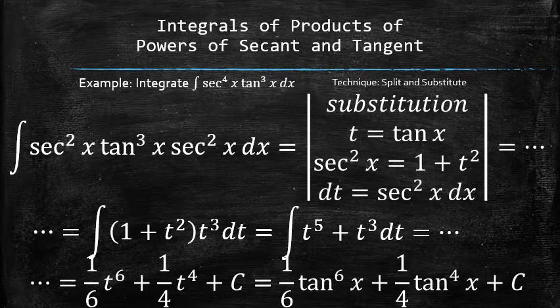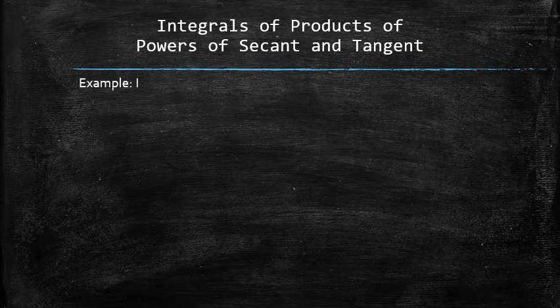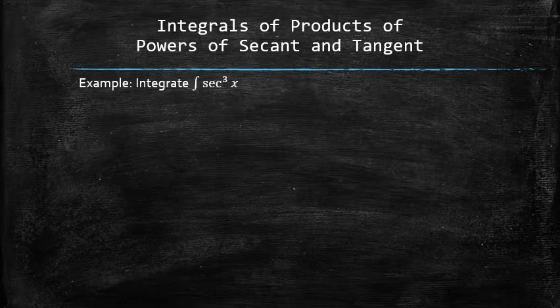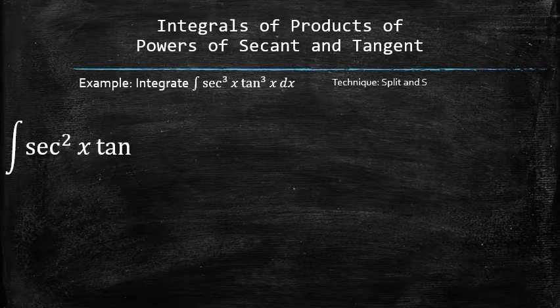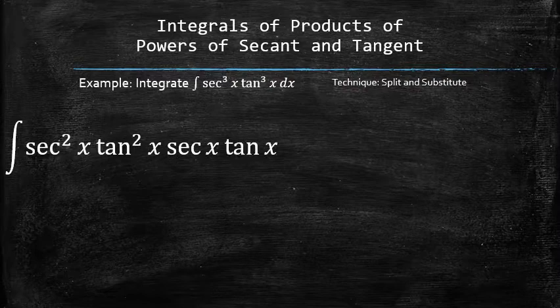Notice that the reason that this technique worked was that we had an even power of secant, which allowed us to split the product into a recognizable pattern. Are there other patterns? Let's consider the following example. We can rearrange the integrand by chipping away a secant x times tangent x to create a recognizable pattern.